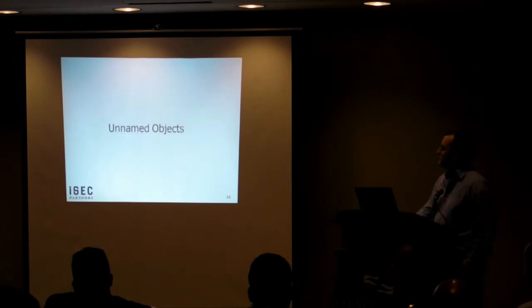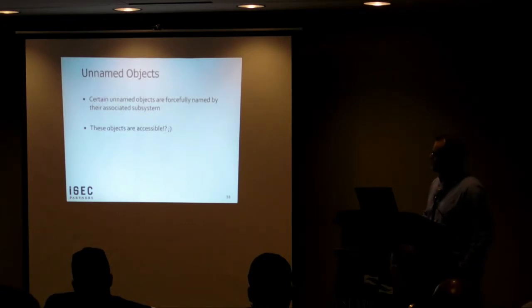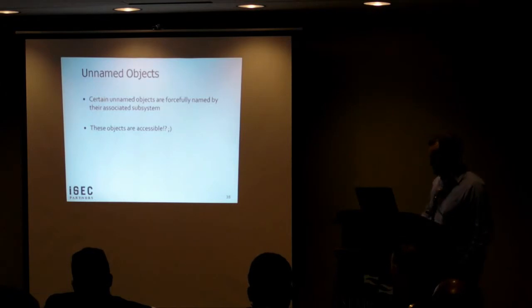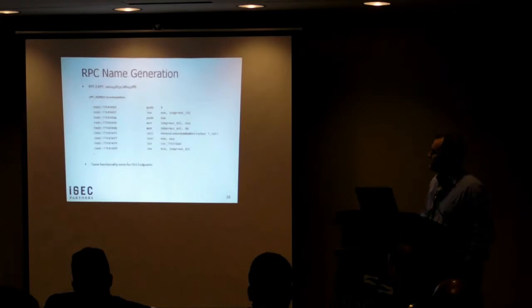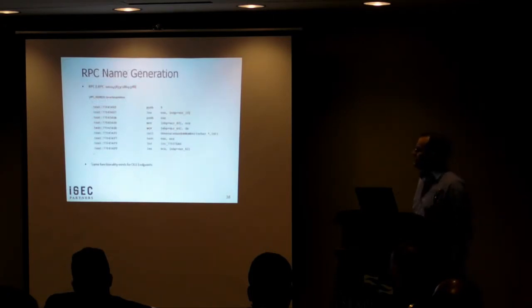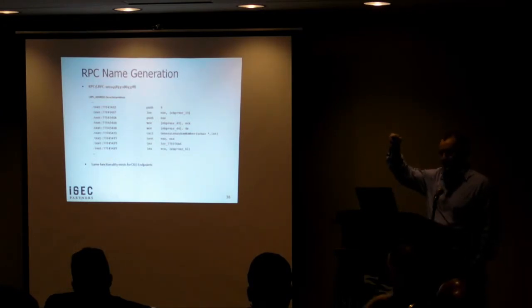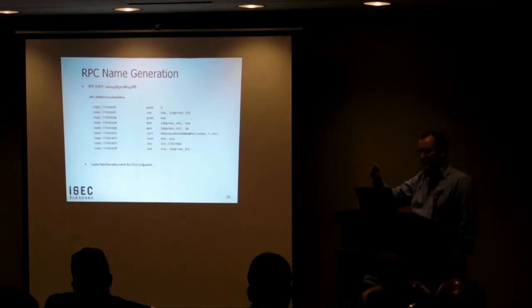Unnamed objects. This is kind of interesting. So certain unnamed objects in Windows are actually forcibly named. Even though you don't declare a name, you don't want them to be named, they're named anyways. And they're accessible, too. They're accessible globally. So I went and dug around in the RPC runtime, and I found where they create the name. They just generate a random number, 9 digits in length, and that's the name. And if you saw earlier when I had that RPC controls and that directory view, if you click on there, you see all these random names.